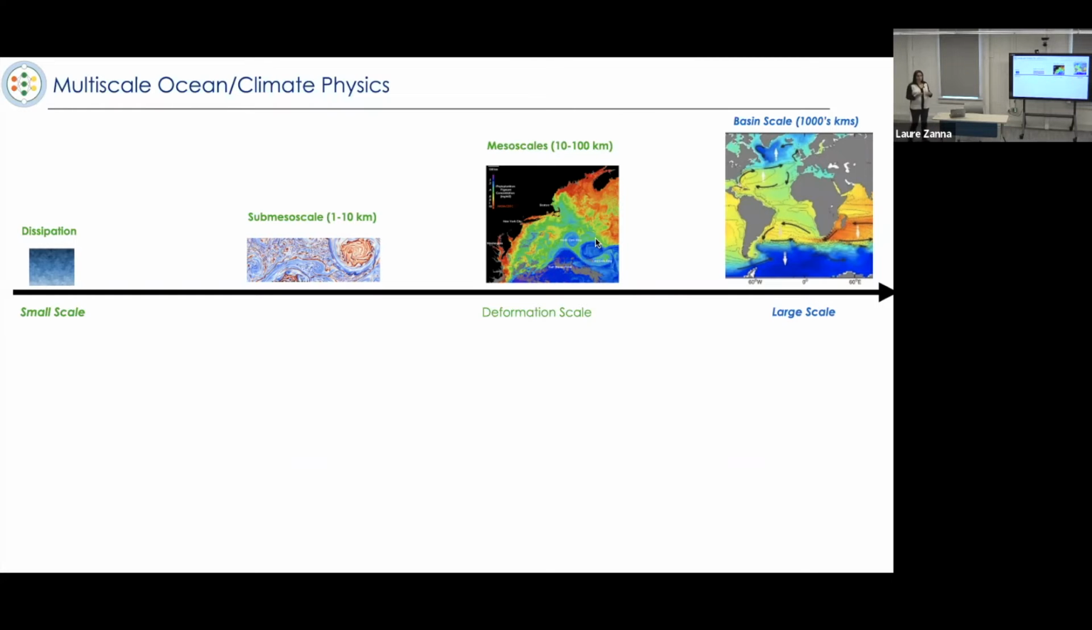Yeah, they play a big role in where heat is being taken up and how. So this is a big part of the problem that we're going to go after: this idea of the mesoscale interacting with the large-scale fluid. If you can't resolve them in a climate model, then you're going to miss a big piece of how the ocean works and how the climate system works.